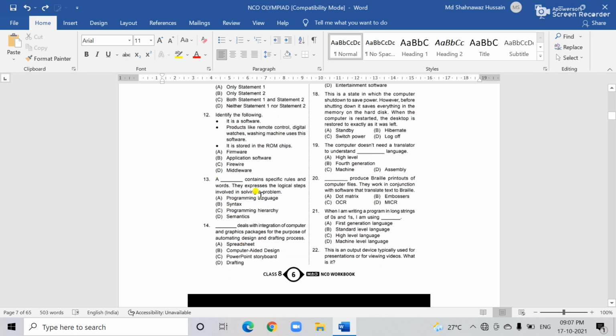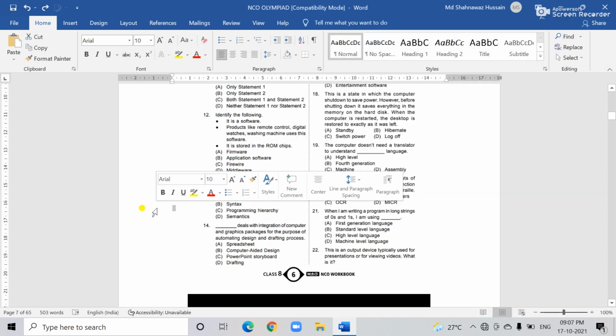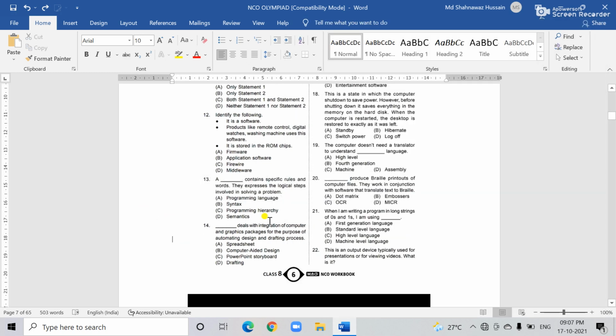Now next is question number 13. What is the 13 number question? It is a dash that contains specified rules and words that express the logical steps involved in solving a problem. Solving problems, you know. Which is the correct answer? All of you guess which is the correct answer.